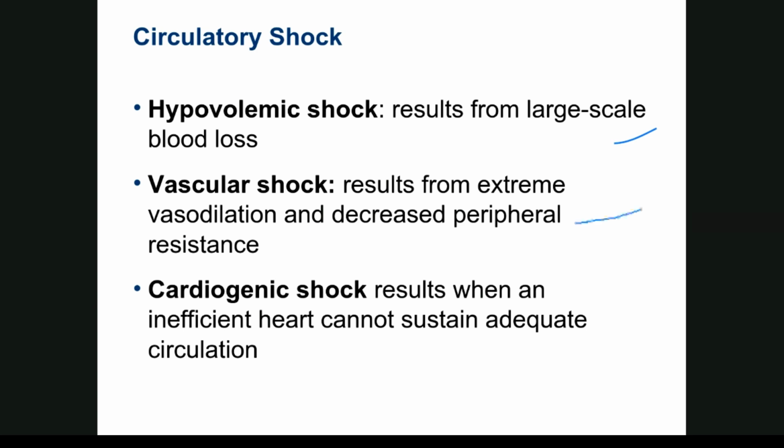Vascular shock is from vasodilation and decreased peripheral resistance resulting from the vasodilation. Examples: anaphylactic shock, septic shock. Cardiogenic shock is when the heart just can't pump enough. The heart is failing. You've had heart attacks, and it just can't sustain adequate circulation.